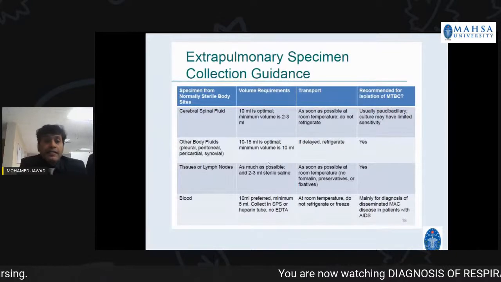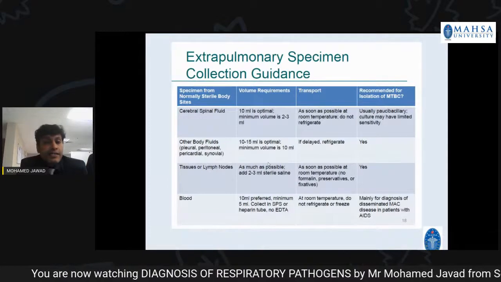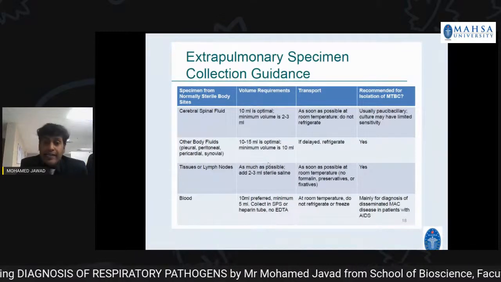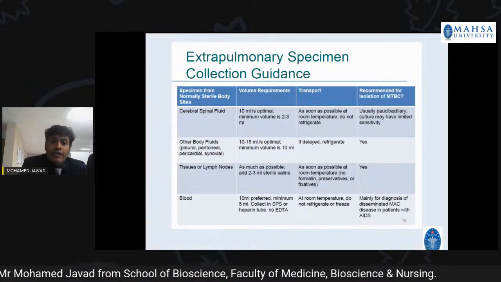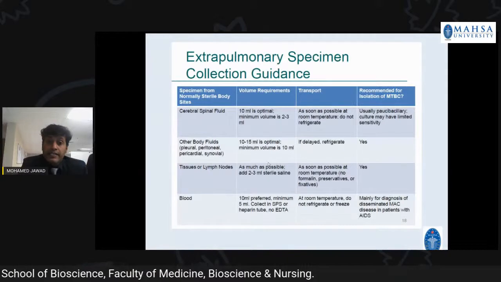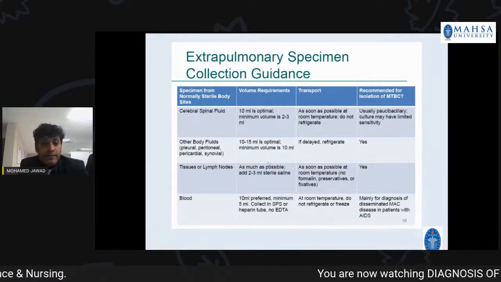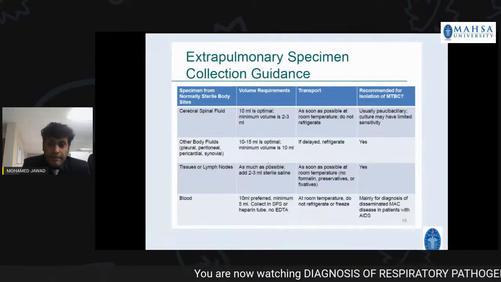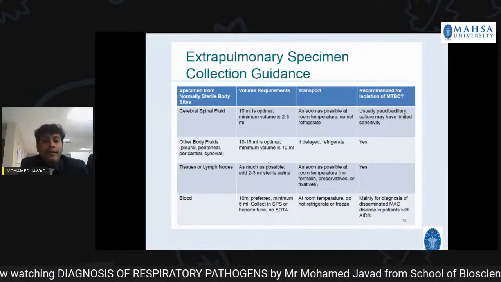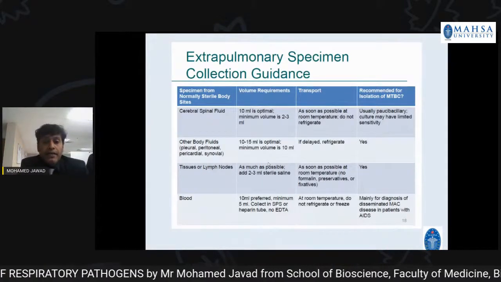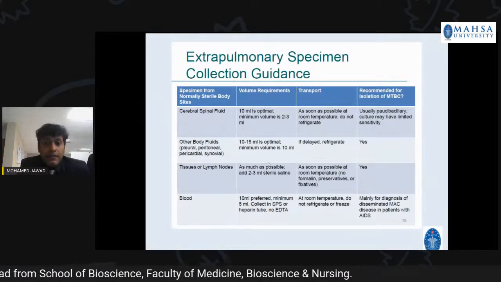Then other specimens are CSF. CSF we have to transport as early as possible and do not refrigerate. 10 ml is enough for CSF. And then pleural and peritoneal fluid, tissue, lymph node, and blood. These are the other extrapulmonary specimens. For TB, mainly blood, we have to collect 10 ml, minimum 5 ml, and CSF 10 ml, and transport as early as possible.